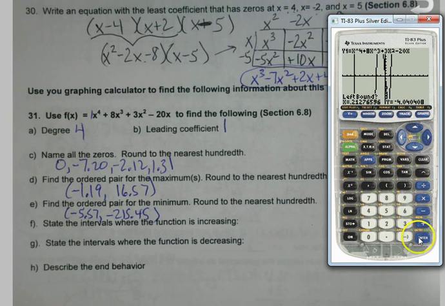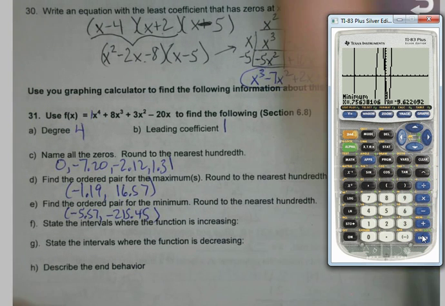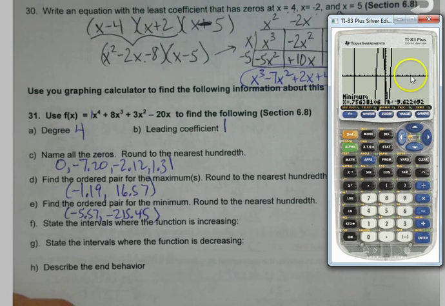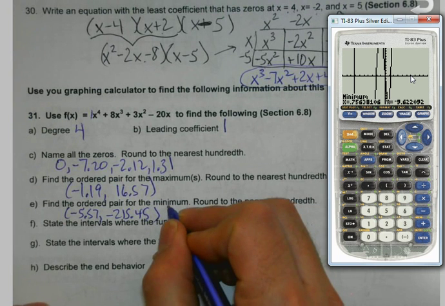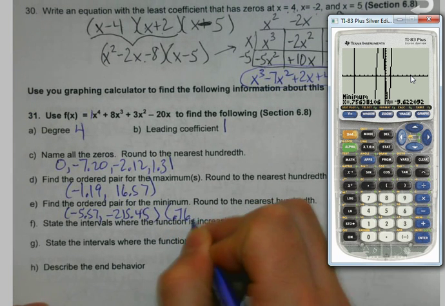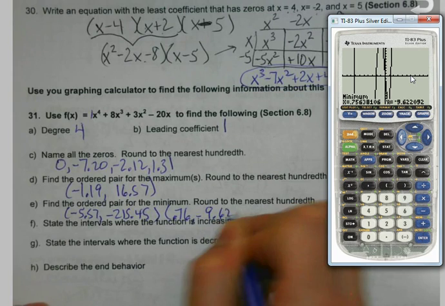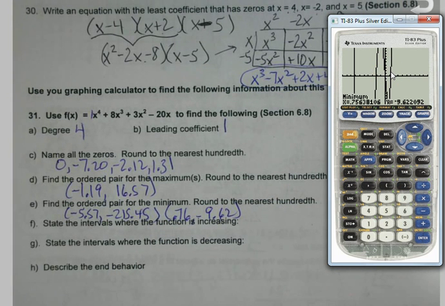Okay, I'm to the left, enter. I'm to the right, enter, and it's down there. You can barely even see it down here. So I got one more min at 0.76, negative 9.62. Okay, I got my mins and maxes done.